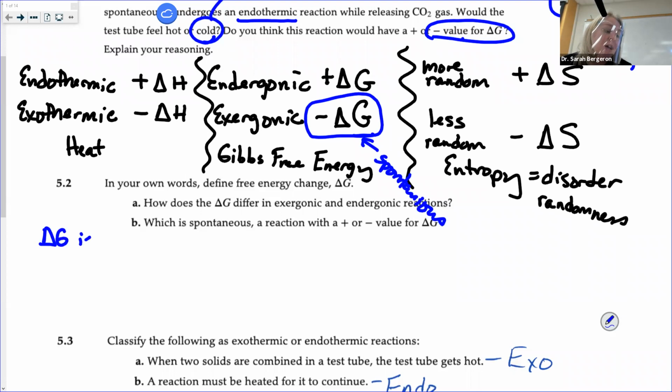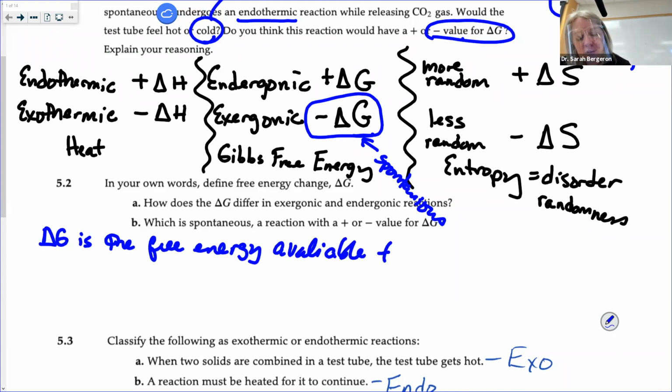Delta G is the free energy available to do work. Okay.